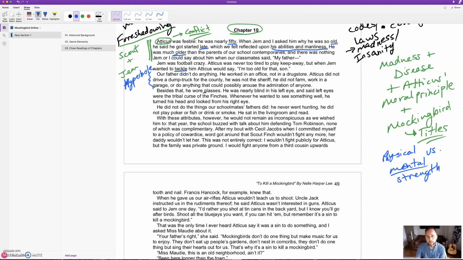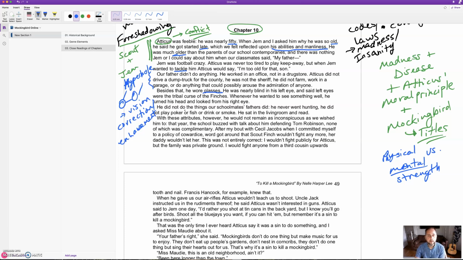Besides that, he wore glasses. He was nearly blind in his left eye and said left eyes were the tribal curse of the Finches. Whenever he wanted to see something well, he turned his head and looked from his right eye. Okay, glasses now, keep in mind. Glasses have to do with vision, right? Either vision correction or vision enhancement. So Atticus has glasses, and they look down on him for that.